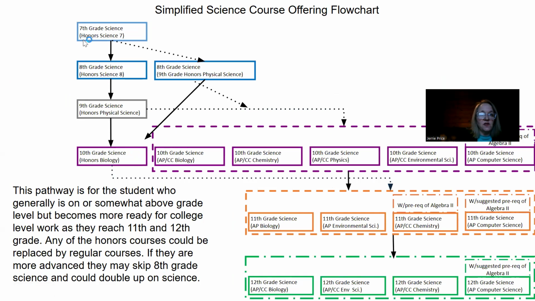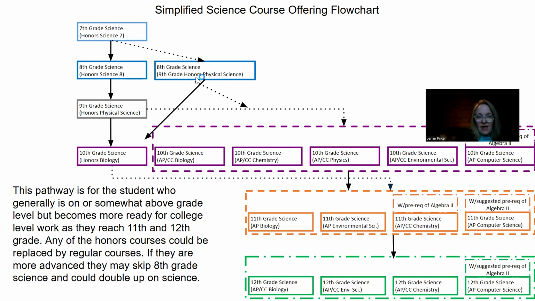So an advanced student would take an honors seventh grade science, then they could take honors eighth grade science, or they could skip eighth grade science and go into honors physical science. This is very typical for our advanced students to take physical science in the eighth grade and algebra 1 in the eighth grade. And those are both high school credits. The student could then go on to a more set of advanced pathways, taking biology, honors biology.